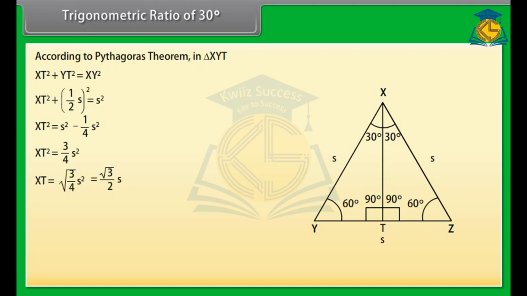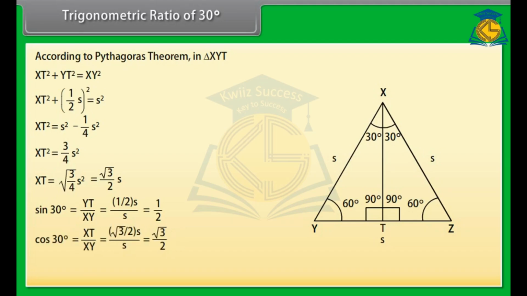Sin 30 degree is equal to YT upon XY equals 1 upon 2S upon S, which is equal to 1 upon 2. Cos 30 degrees is equal to XT upon XY, which equals square root 3 upon 2S upon S, which equals square root 3 upon 2. Tan 30 degrees is equal to YT upon XT equals 1 upon 2S upon square root 3 upon 2S, which equals 1 upon square root 3.